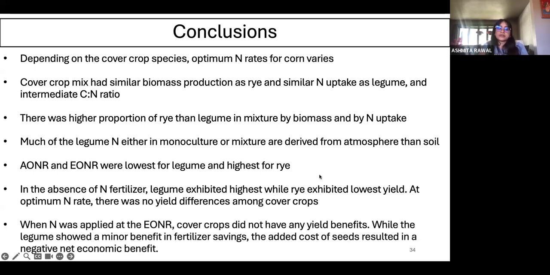And when nitrogen was applied at the economic optimum nitrogen rate, cover crops did not have any yield benefit, while legume showed a minor benefit in fertilizer saving. The added cost of seeds resulted in a net negative economic benefit.